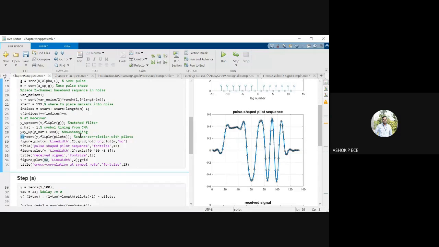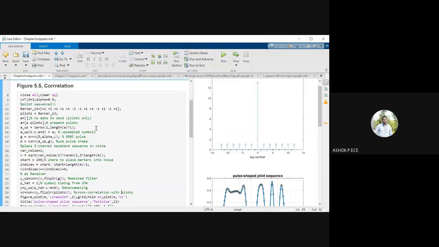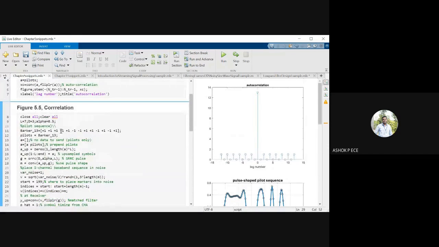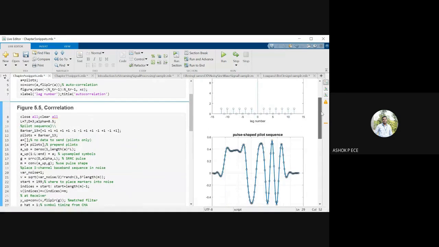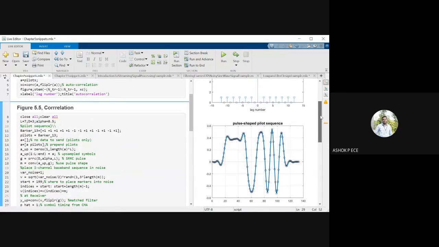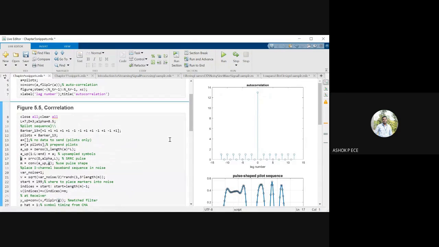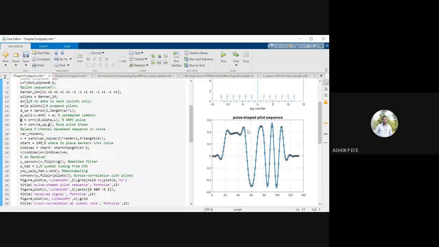I am going to use cross correlation of the signal with the pilot. So the received signal, when you correlate it with the pilot, that is going to be called cross correlation. And this is the pulse shape of the pilot sequence. The pilot sequence is given here, right? 1 1 1 1 1 -1 -1 1 1 -1 1 -1 1. Whenever you have a one, you will be sending this raised cosine pulse. And whenever you have a -1, the pulse shape will be changing.